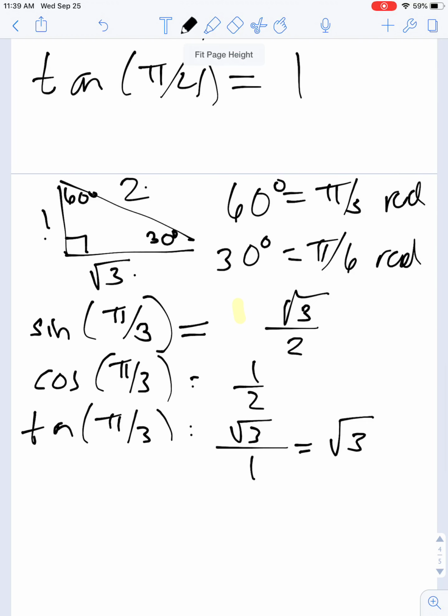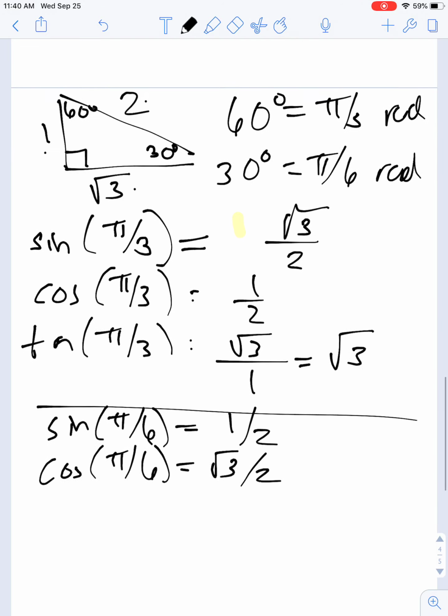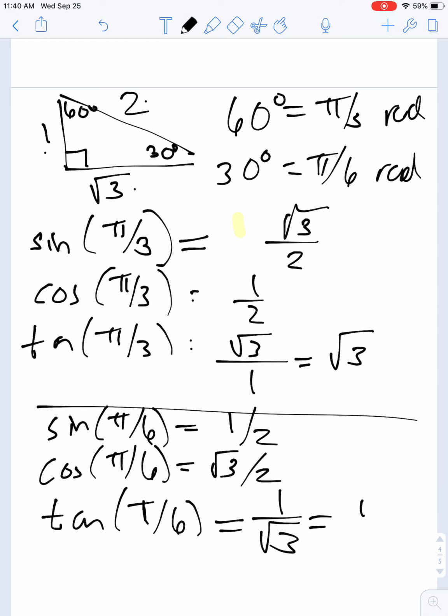In that case we chose 60 degrees as our angle, but the same triangle also can give us the sine, cosine, and tangent, and cosecant, all those, for 30 degrees as well. And so that's pi over 6. So sine of pi over 6 is going to be opposite over hypotenuse, so that's now 1/2. Cosine of pi over 6 is square root 3 over 2. And the tangent of pi over 6 will be 1 over the square root of 3, and if you want to rationalize the denominator, that turns into root 3 over 3.